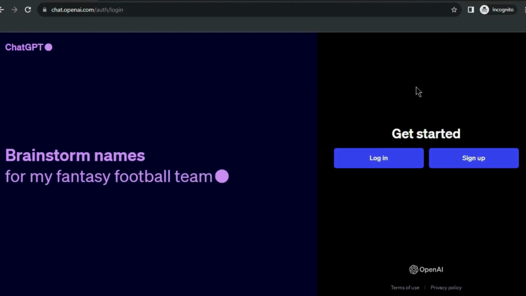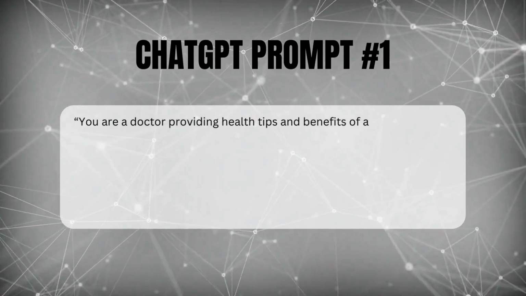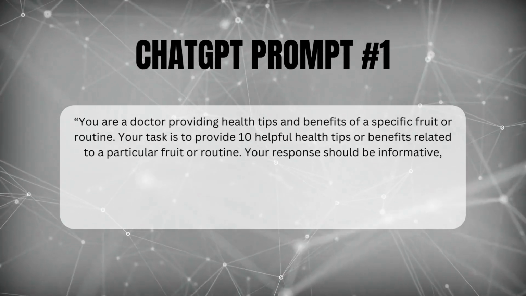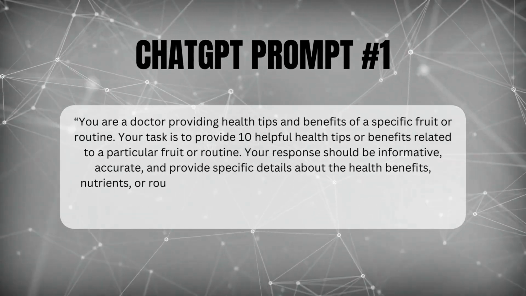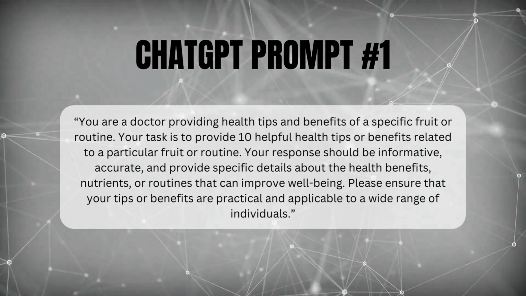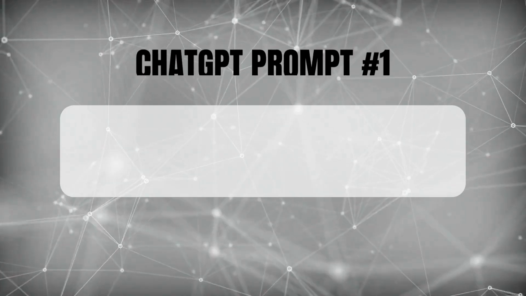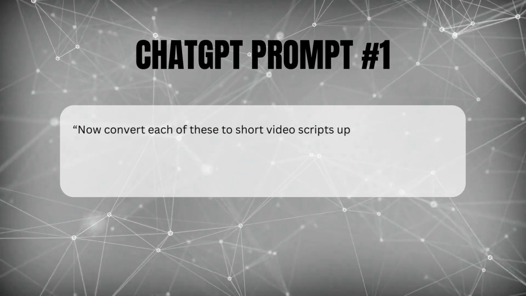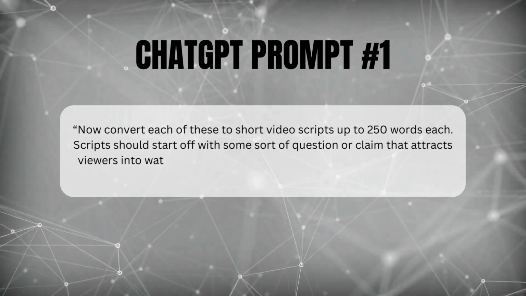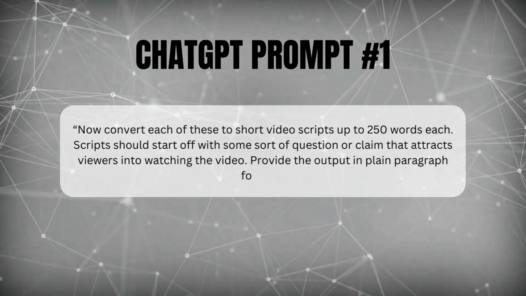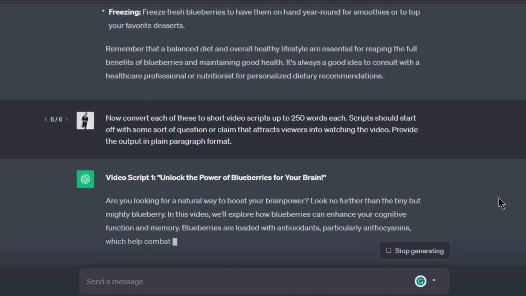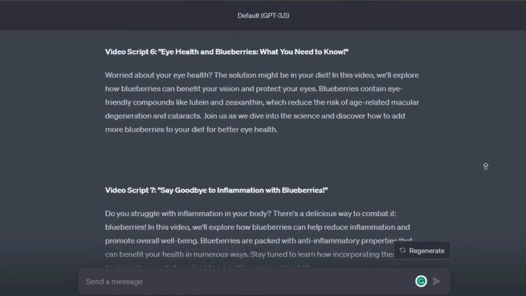First, open ChatGPT. I'll tell ChatGPT to act like a doctor and share 10 useful health tips about a specific fruit or routine. These tips should be helpful, accurate, and include lots of details about the benefits, nutrients, or routines. They should be useful for a wide range of audiences. Once we get these tips, I'll ask ChatGPT to turn each one into a short video script. Each script should be no more than 250 words. Each video should start with an interesting question or statement to grab the viewer's attention. That's how we can make 10 video scripts.